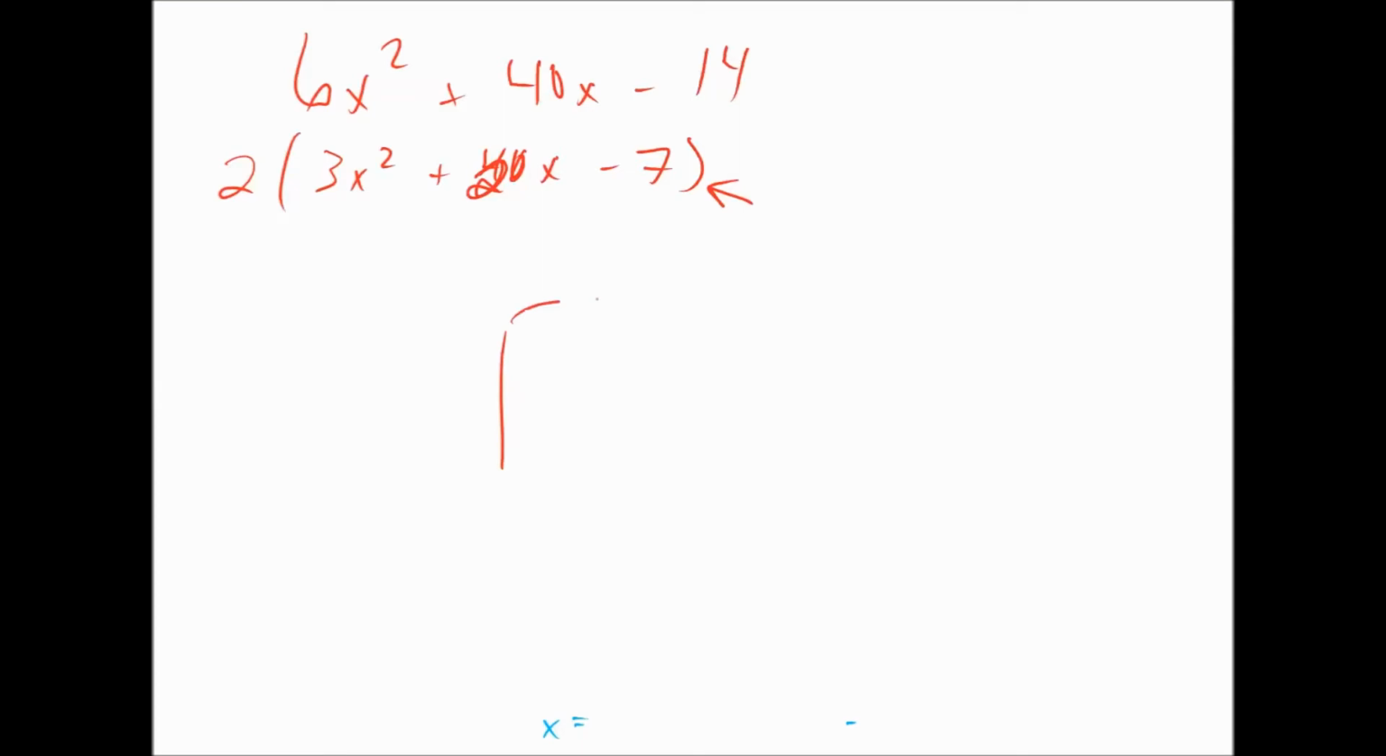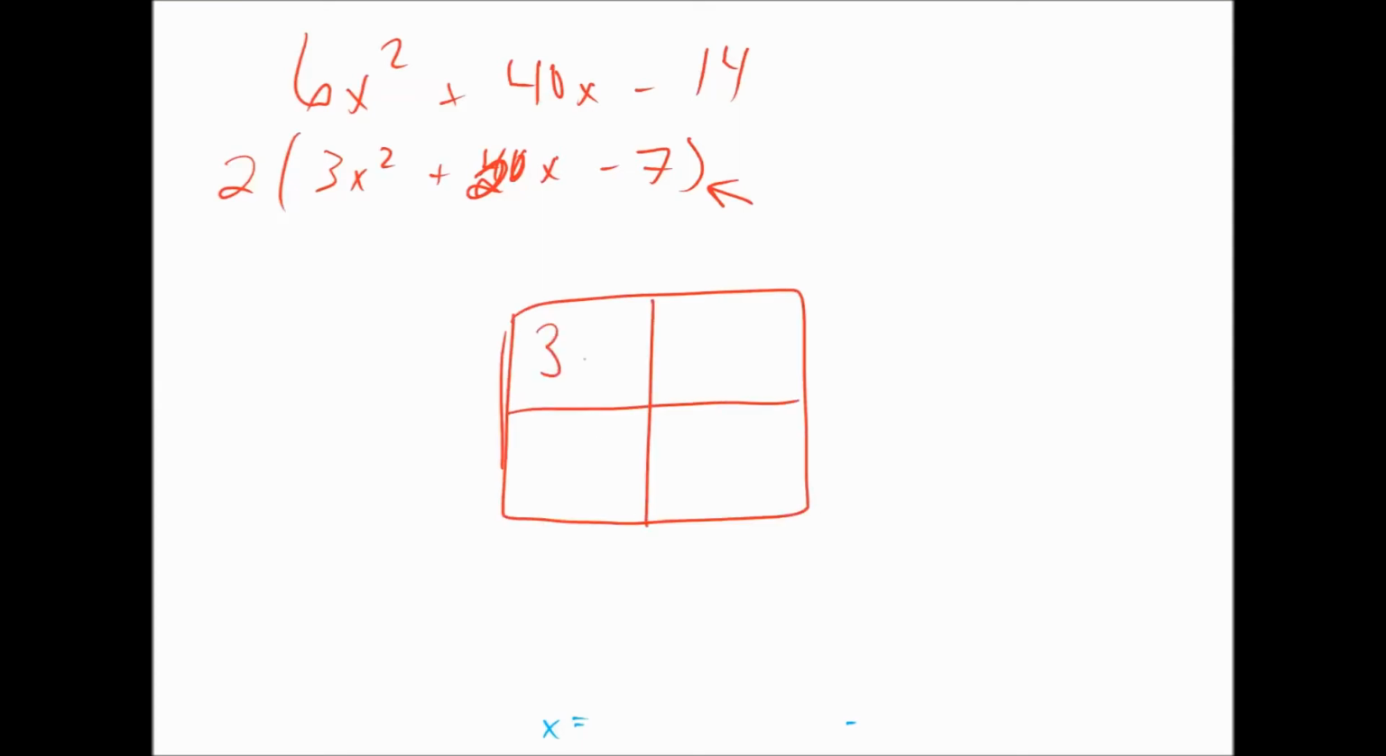We're going to draw this box. Put a 3x squared here and a negative 7 here. And I'm going to look, what's 3 times negative 7? It's negative 21. And I'm going to find the factors of negative 21 that'll add to give a positive 20.